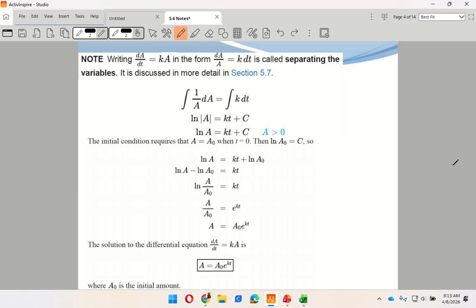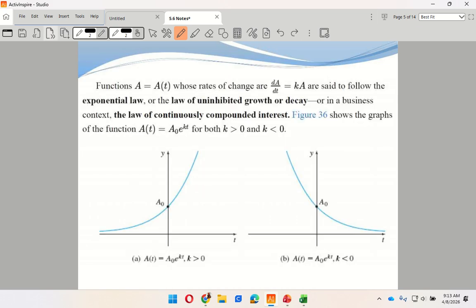Now, do I need to know all the steps all the way down, memorize it? No. Do I need to know the formula down here on the bottom? Yes. So, uninhibited growth or decay means, what does the word inhibited mean? Okay, good, yeah. It's restricted to something, right?